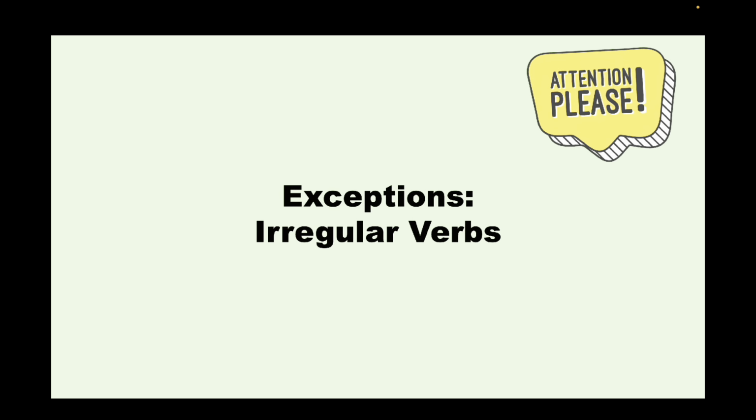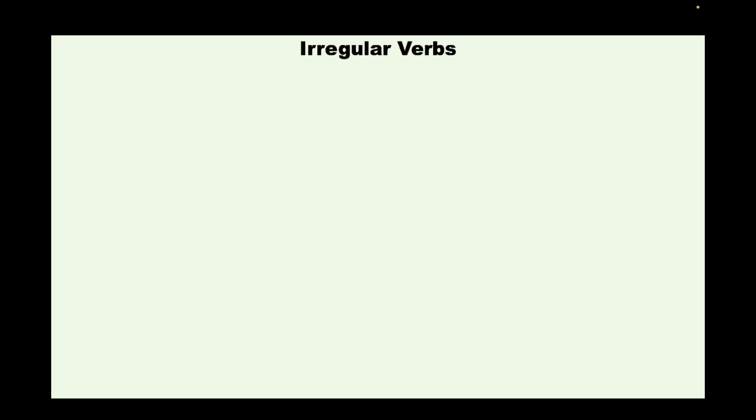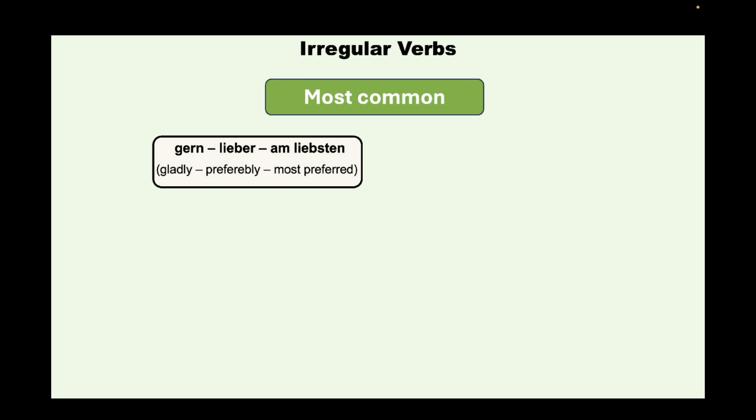Now there are some exceptions which don't follow the rules that I mentioned before, and this is in the case of irregular adjectives. I will give you some examples of the most common ones. The first one is gern, lieber, am liebsten, which means gladly, preferably, and most preferred. So gern is the positive form or base form. It did not become gerner in comparative, rather it became lieber, and in superlative it did not become am gernsten, rather it became am liebsten.